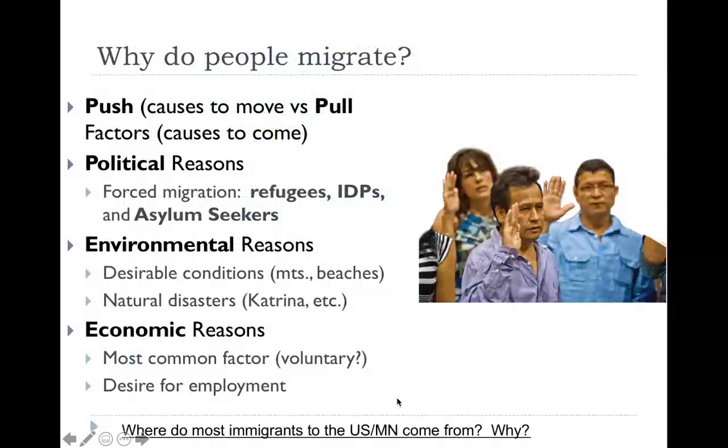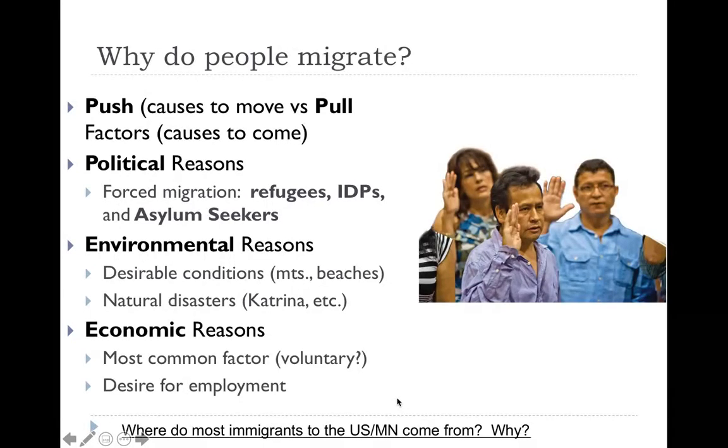When we look at reasons for migration, there are big factors at play. We call them push and pull factors. Push factors cause us to leave a place, they push us out, and the pull factors cause us to come to a place. They pull us to a specific location. And there are three common factors that go along with both push and pull.